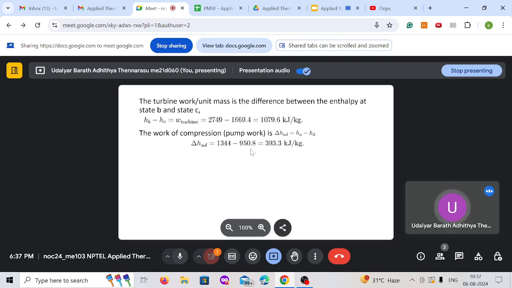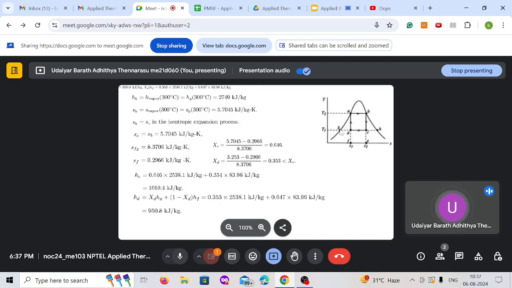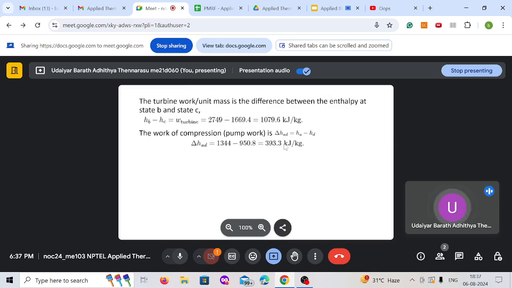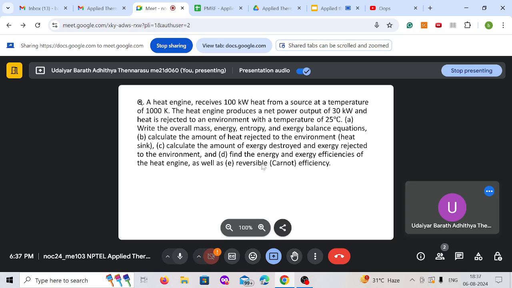If you have the same cycle as a Rankine cycle, this amount will be a smaller quantity, because your pump work will be very small, so you do not require that high a compressor work. But your efficiency will be smaller compared to this Carnot cycle.